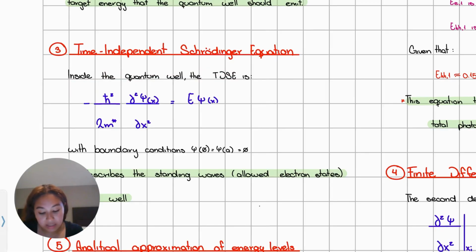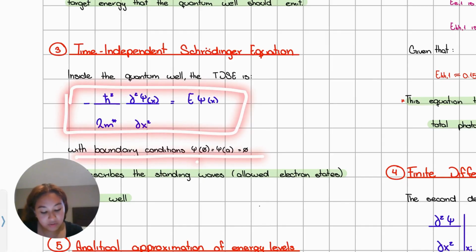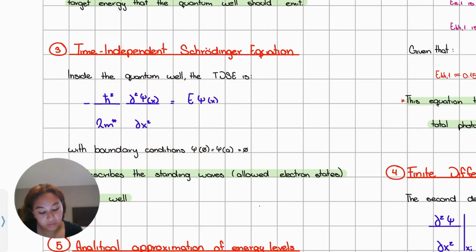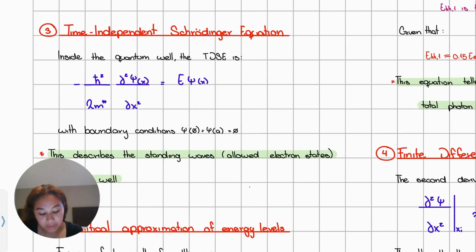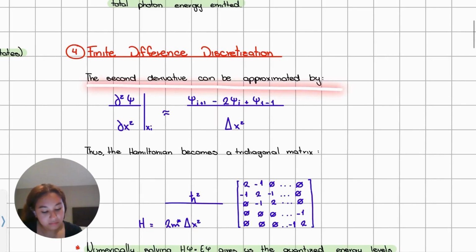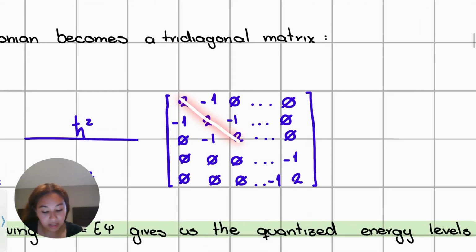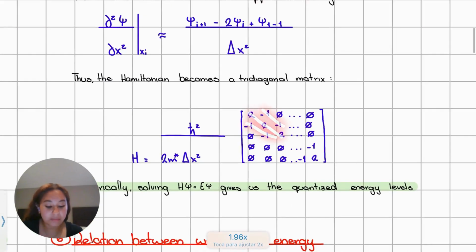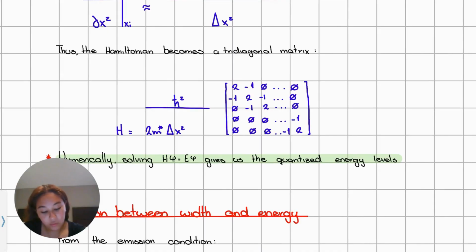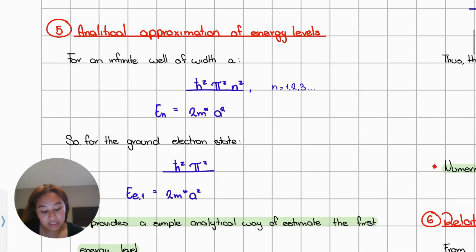Then inside the quantum well, the time-independent Schrödinger equation is this one, with the boundary conditions of psi at 0 equals psi at A equals 0. This describes the standing waves allowed for an electron state in the well. Now, in the finite difference discretization, the second derivative can be approximated by this equation. Thus, the Hamiltonian becomes a tridiagonal matrix with these values 2, minus 1, and minus 1. Numerically solving H psi equals E psi gives us the quantized energy levels.